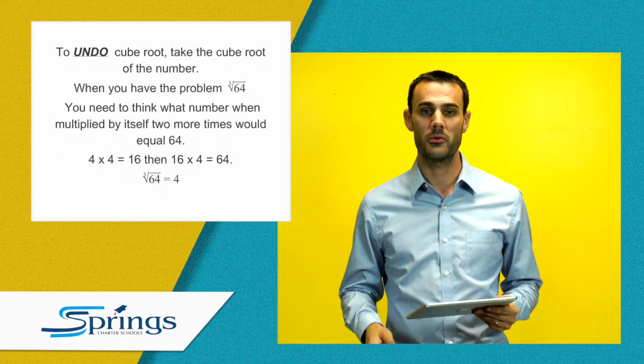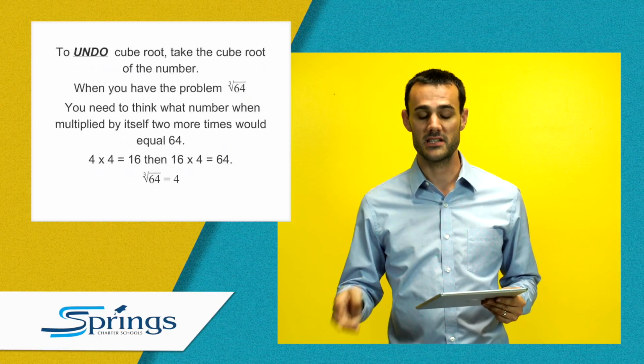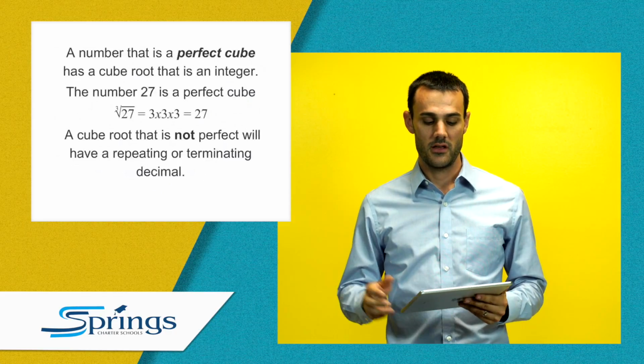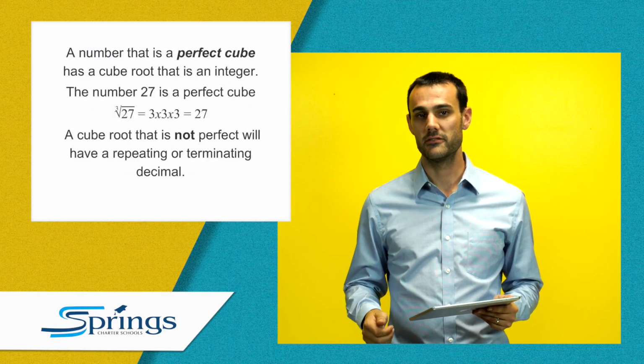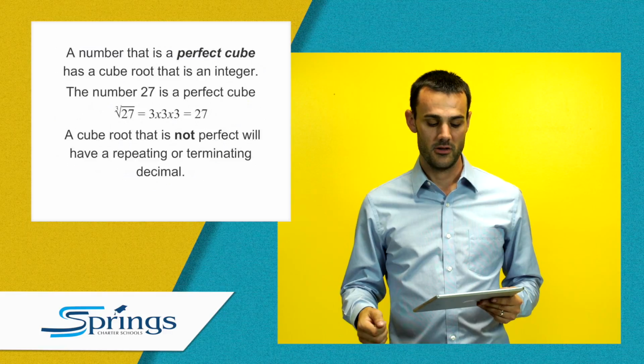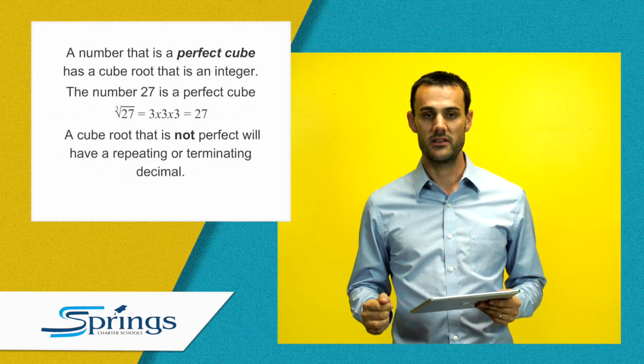And again, remember, when we're looking for our answer, we need to make sure we're multiplying things 3 different times. A number that is a perfect cube has an integer answer. The number 27, for example, is a perfect cube, because if I take the cube root, or I undo the cube, from 27, I get 3.